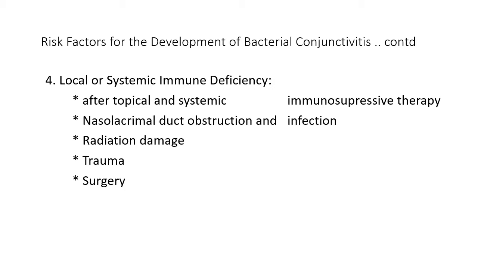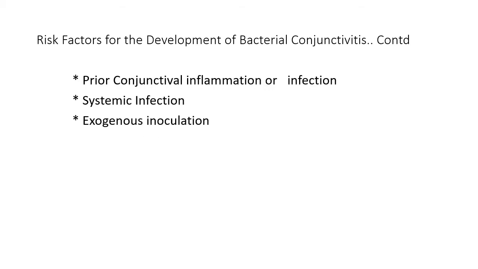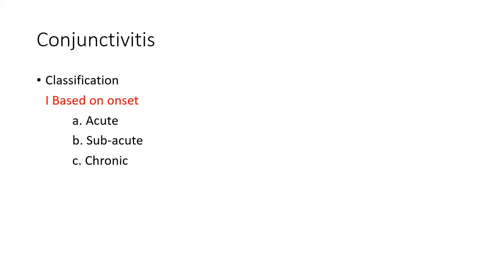Local or systemic immune deficiency, nasolacrimal duct obstruction, radiation damage, trauma, and surgery. Then prior conjunctival inflammation, systemic infection, and exogenous inoculation. All these are the risk factors for the development of bacterial conjunctivitis.